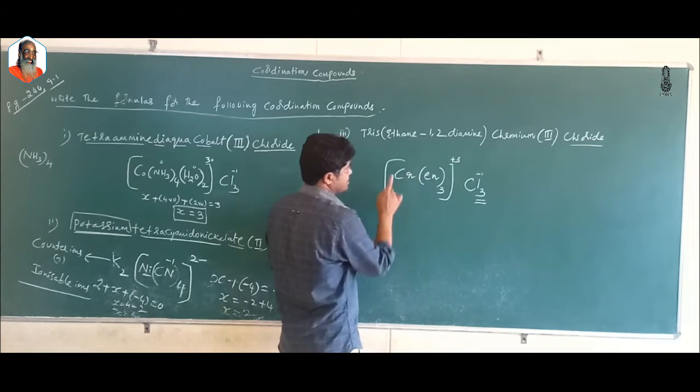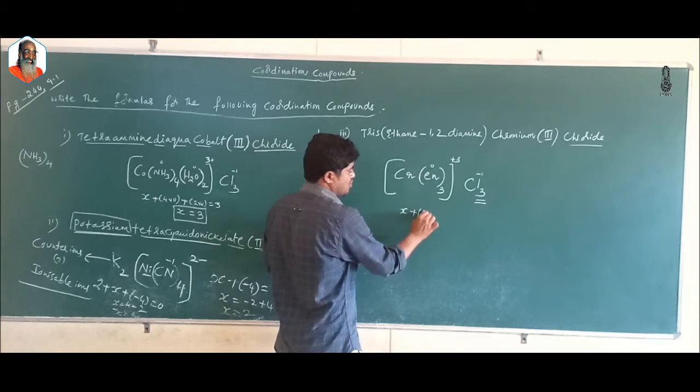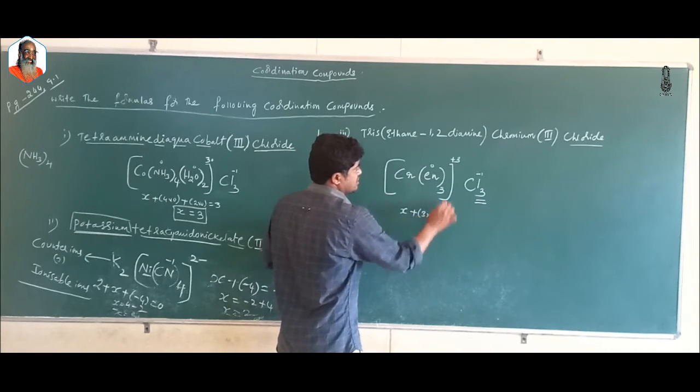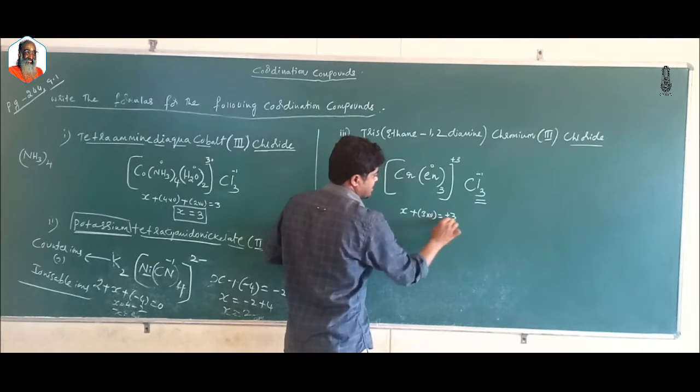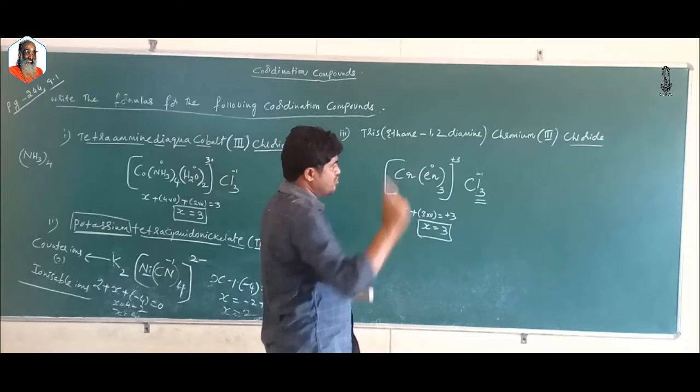Then how will you find the oxidation state of chromium here? X plus 3 into the charge of ethane-1,2-diamine. It is a neutral ligand, so 3 into 0 is 0. It is equal to +3. X is equal to 3. That is how you got chromium(III).